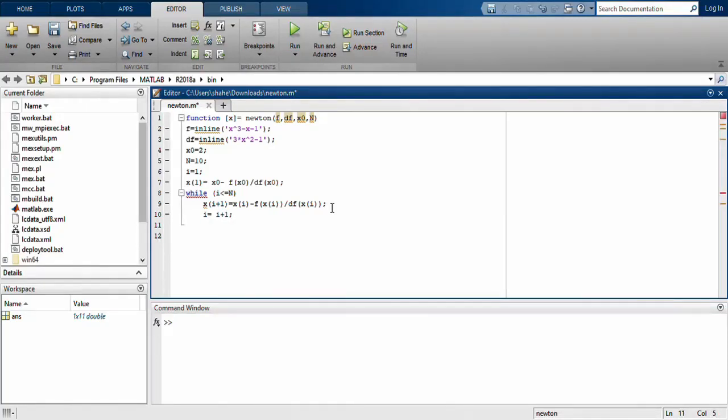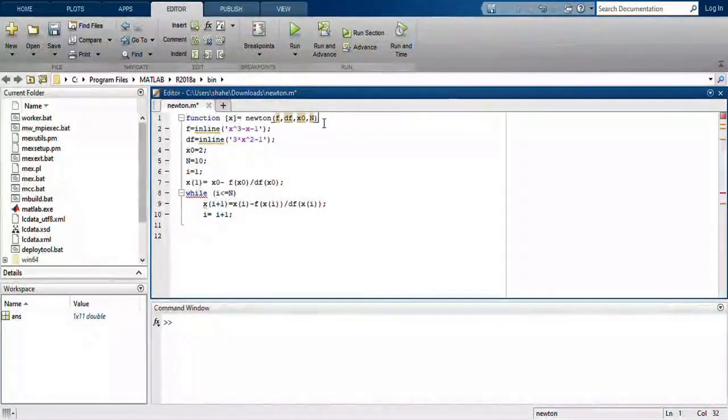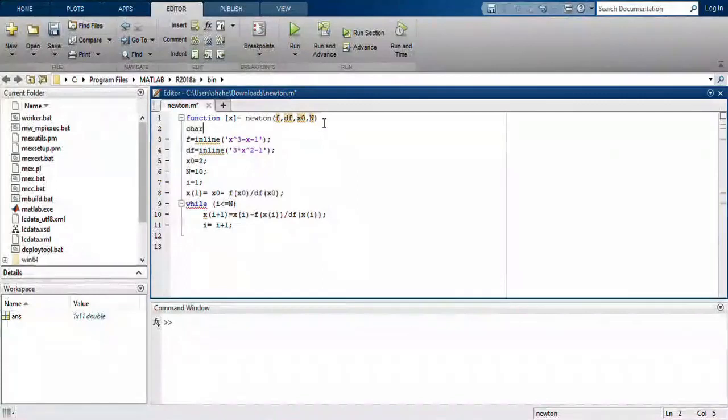And one thing I forgot: after the function declaration, x is basically a variable. To declare the variable you have to write char x, because otherwise it will not display the output. So x is a variable which updates its value depending upon the iteration. Char space x is a very important step, line number 2.